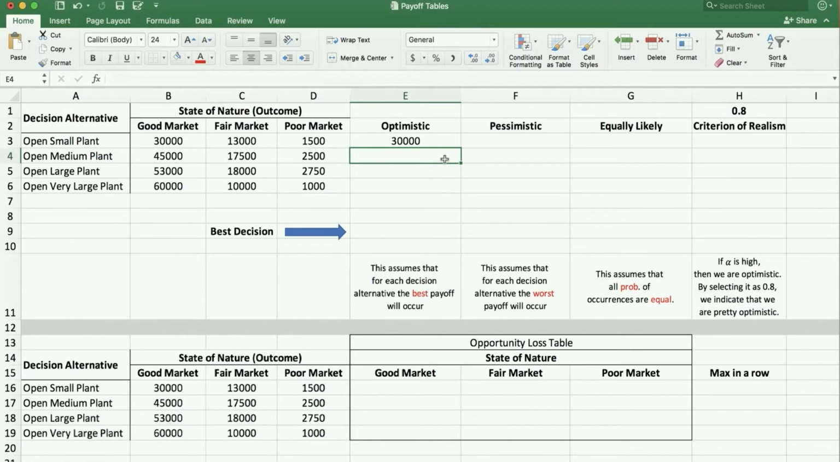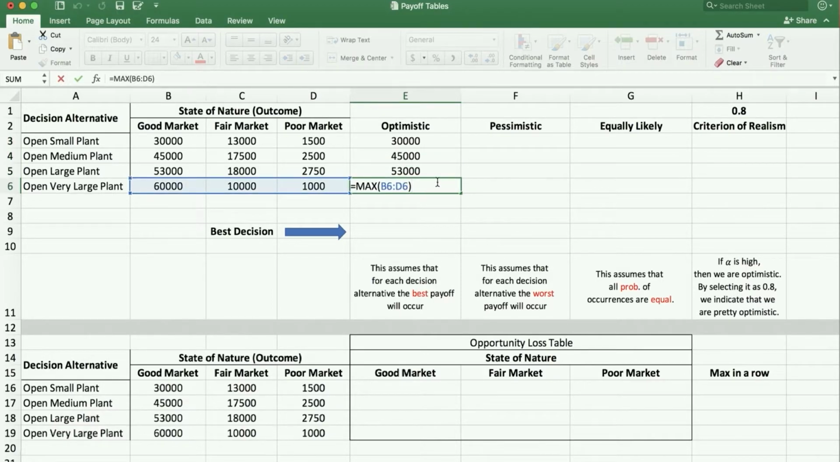I am going to repeat the same approach for each decision alternative, which means that I am going to find the best possible payoff for each decision alternative. So what I do to save time is to click on this cell, go to the bottom right, and see this plus sign and drag that cell all the way down, and everything will be calculated for you.